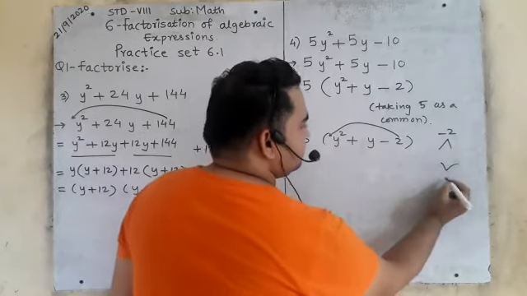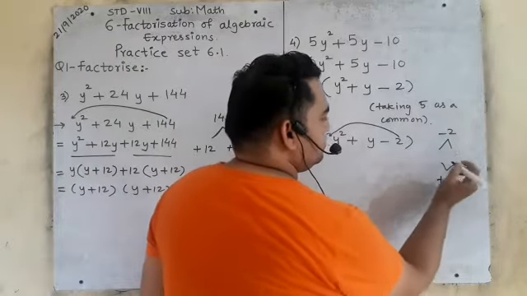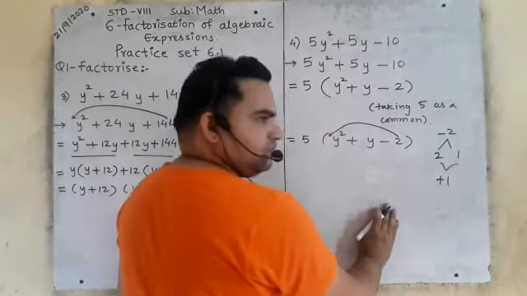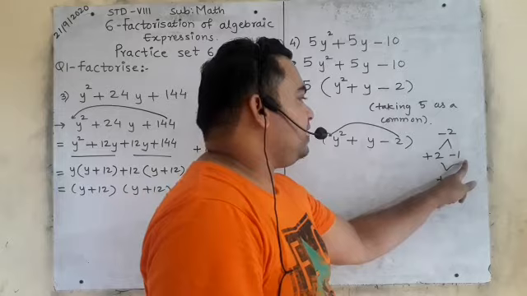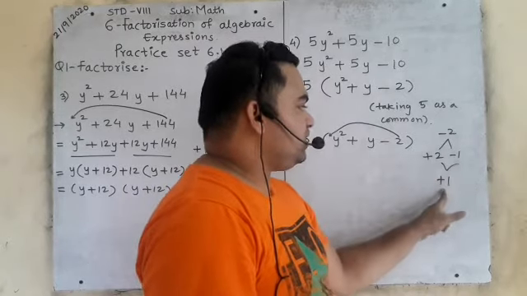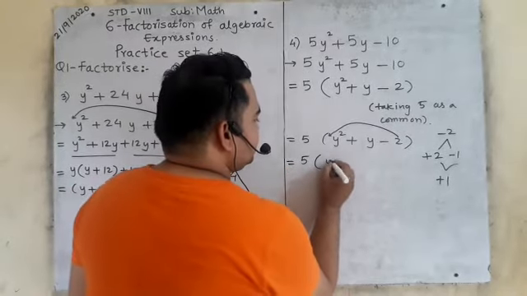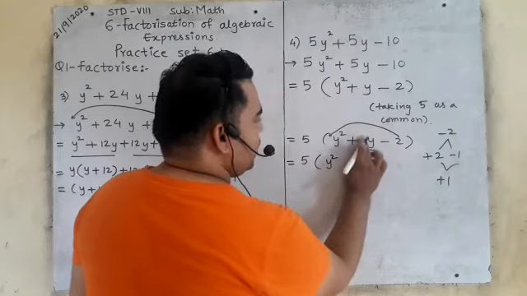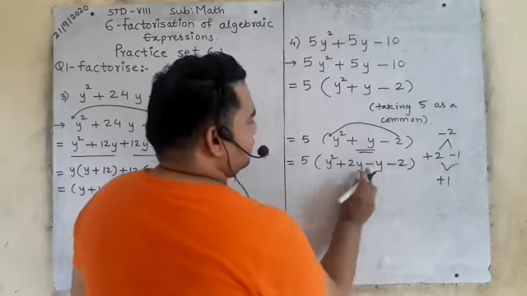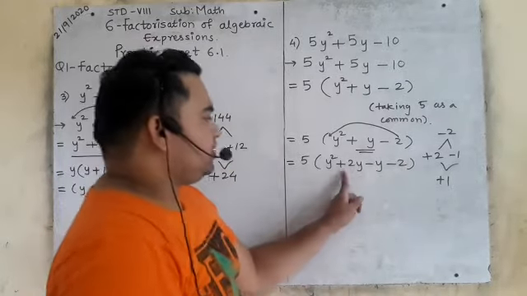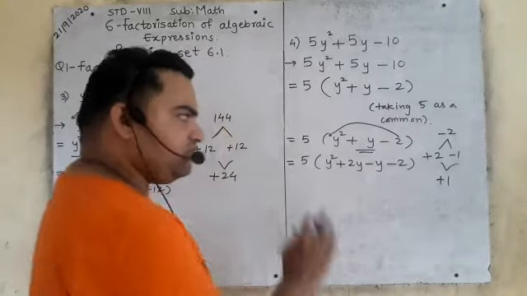And here the middle term is how much? Plus 1. So what will come there? 2 ones are 2, yes. But this is plus and the product should be minus. So 2 multiplied by minus 1 is minus 2, and 2 minus 1 is plus 1. Is it clear? Now we will write this 5 as it is. The first term as it is, and we will split the middle term. We can write y as plus 2y minus y, minus 2. We should not write 1, okay? This is plus 2y minus y.